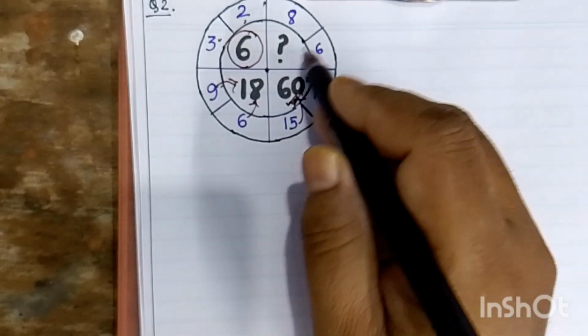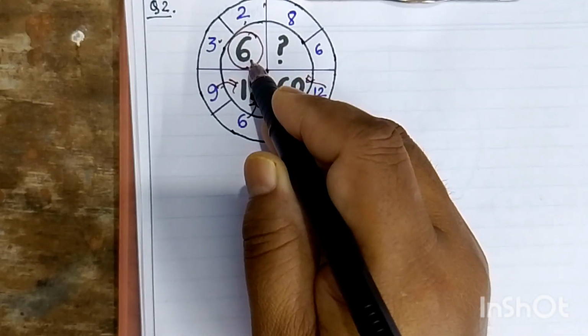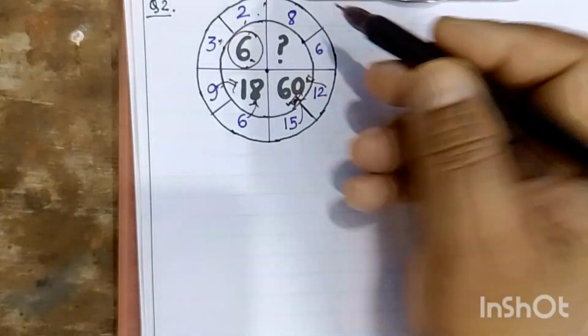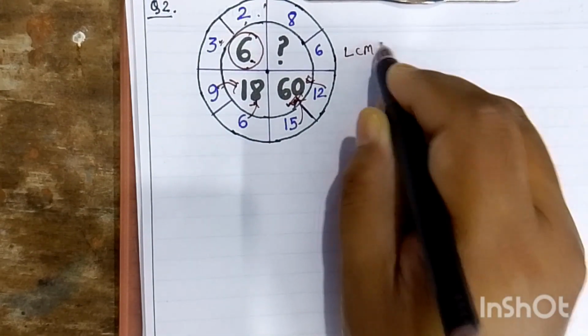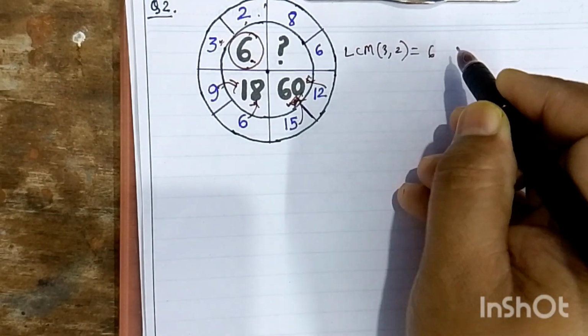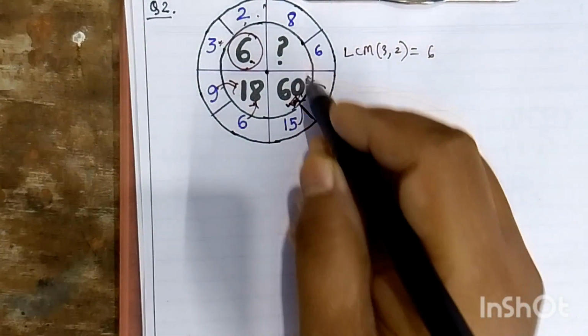So we can understand that 6 is the LCM of 3 and 2. Everybody knows the LCM of 3 and 2 is 6.